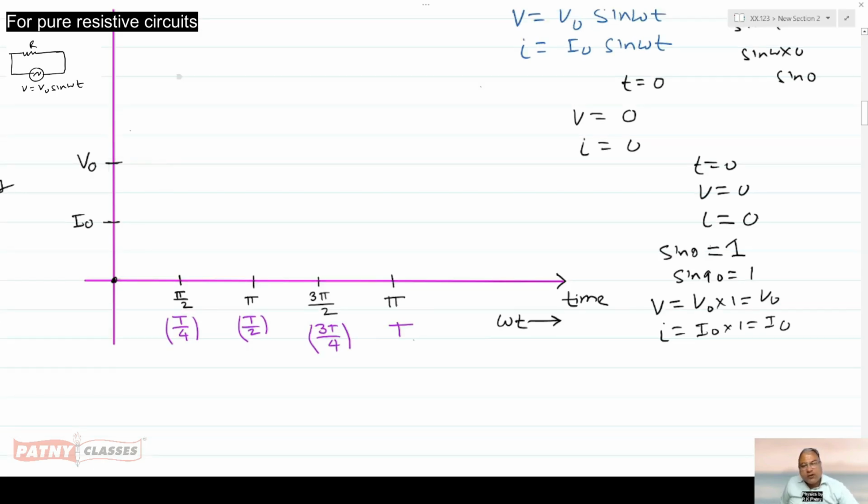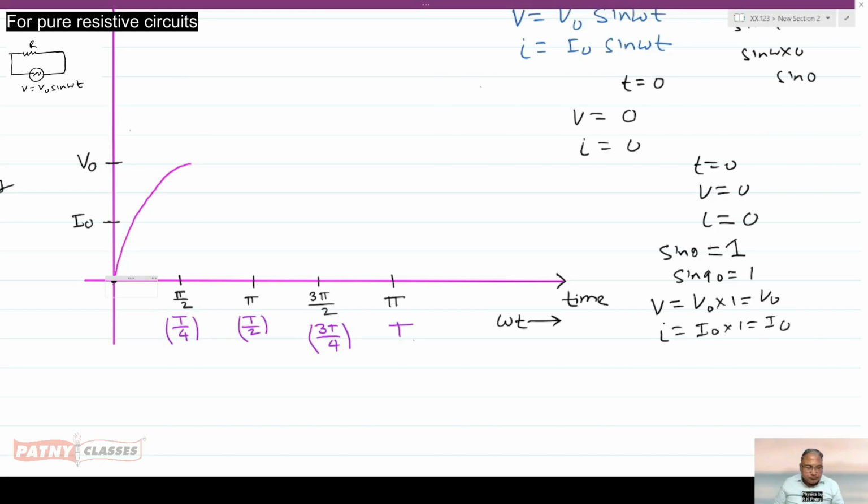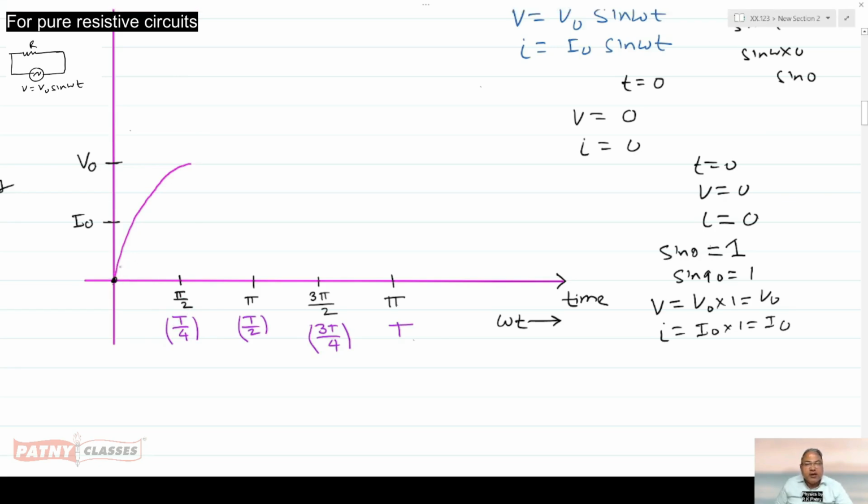Therefore, both the graphs, the graph for voltage starts from the minimum value and achieves the maximum value at omega t equals pi by 2. Similarly, the current becomes maximum at omega t equals pi by 2. From here, both are becoming maximum at omega t equals pi by 2.